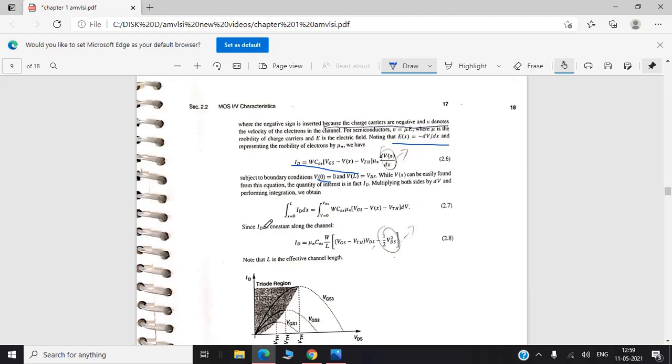So the total ID is constant along the channel. So ID will be equal to mu n Cox W by L into (VGS minus VTH) into VDS minus 1 by 2 VDS squared, after substituting. So this is your final equation which you have to write for ID.